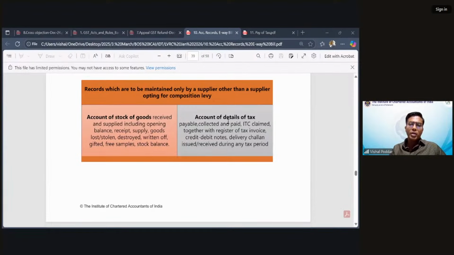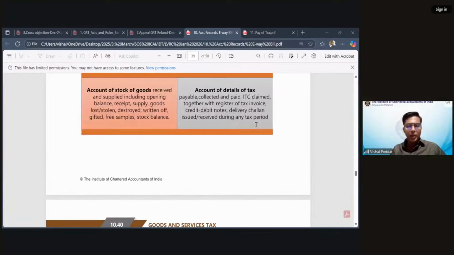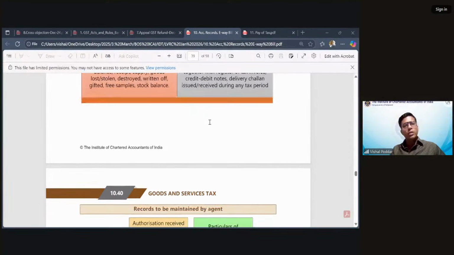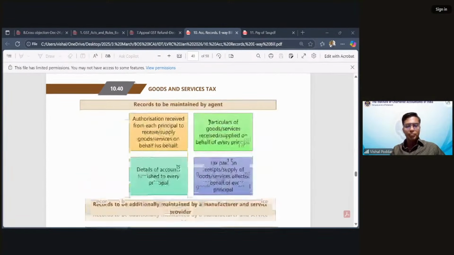Similarly, account of the details of tax which is payable, firstly which is collected, then which is payable, and then which is paid. Now, for paying this, you would have claimed the ITC. So the details of ITC which is claimed by you, and this all has to be done along with mapping it with the tax invoice, debit note, credit note, delivery challan, etc., which you have issued during the period.